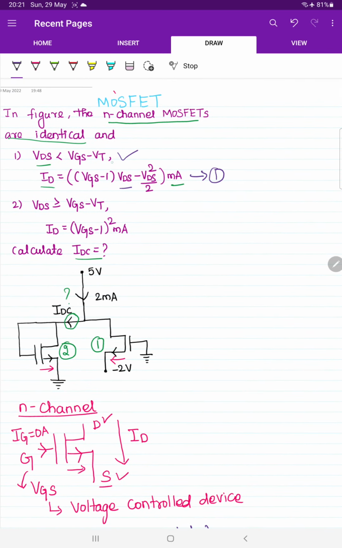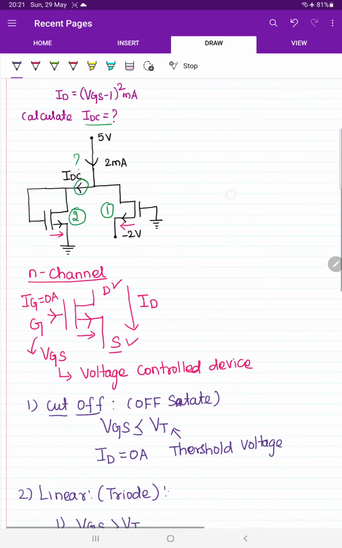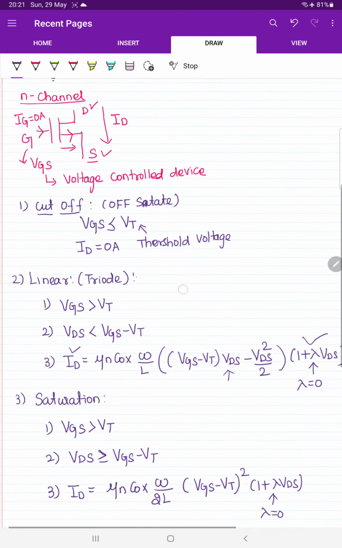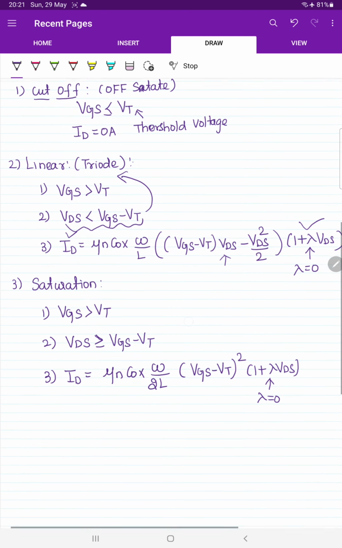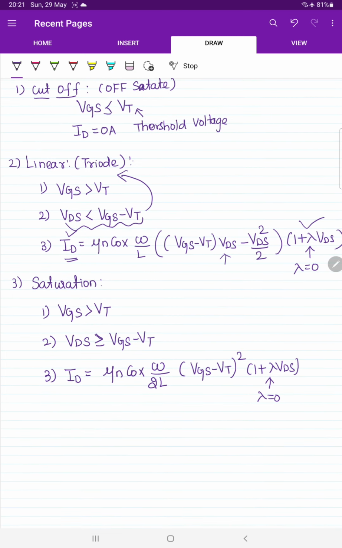When VDS is less than VGS minus VT, what is the region of operation? In the last class we saw that when the value of VDS is less than VGS minus VT, then the region of operation is linear region. What is the corresponding formula for drain current? It can be written as mu n C ox W by L into (VGS minus VT) into VDS minus VDS square by 2. Now take this as the standard equation.